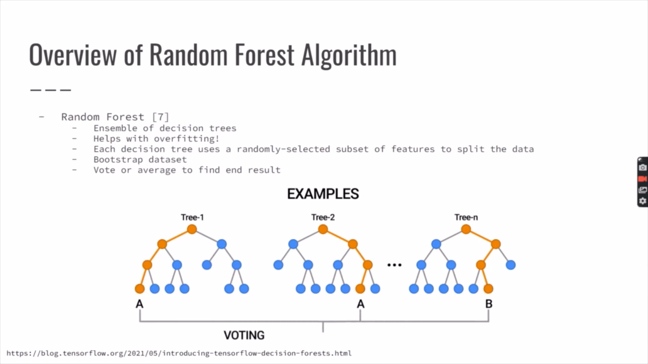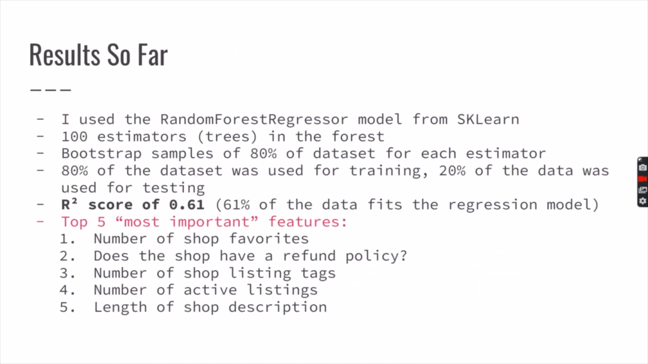Ensembles can really help with overfitting. That's what we've talked about, which is when your model is very, very closely fit to your training data and does not perform super well on your testing data. So at the end, you combine the results from all the trees to get your final result.